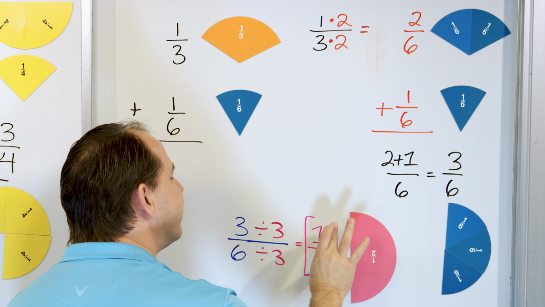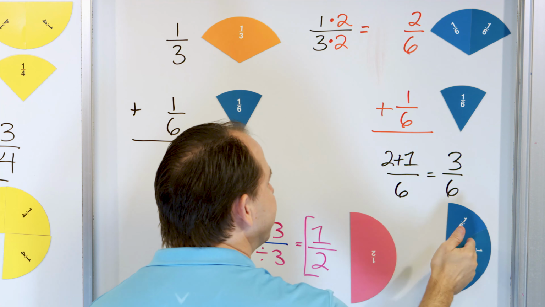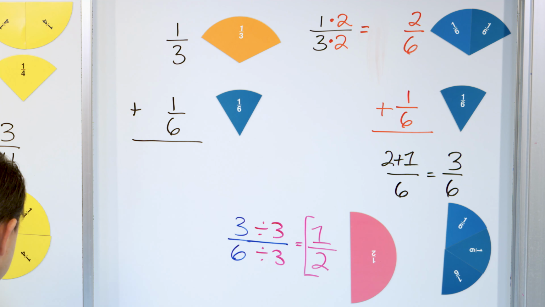So 1/2 is the smallest, simplest way of writing this amount of pizza, and this is really the best answer that we're going to write. So the final answer is 1/2.